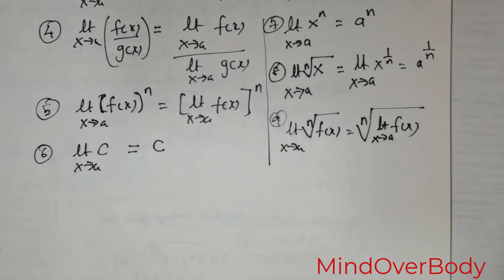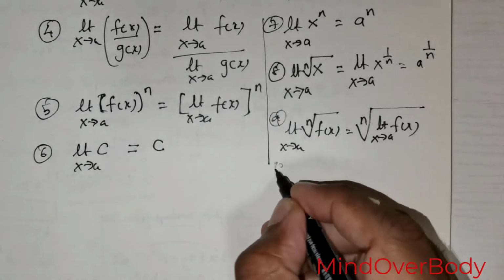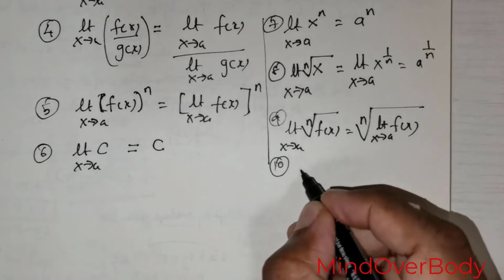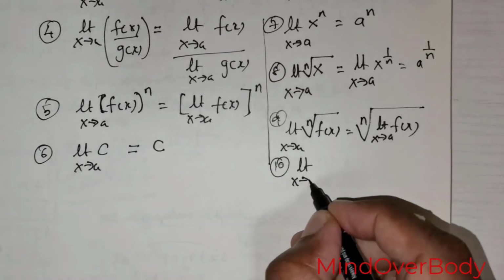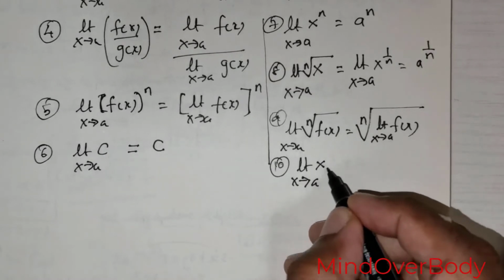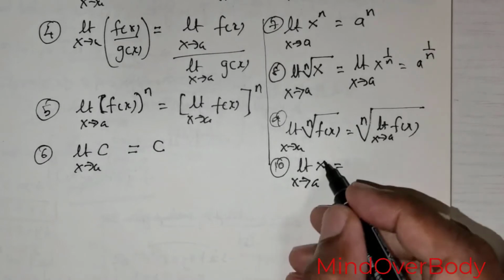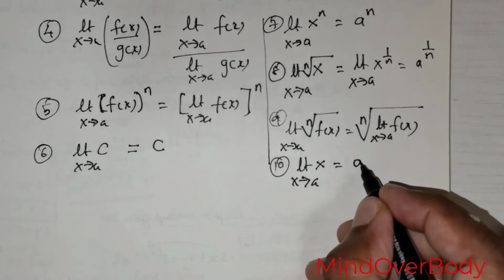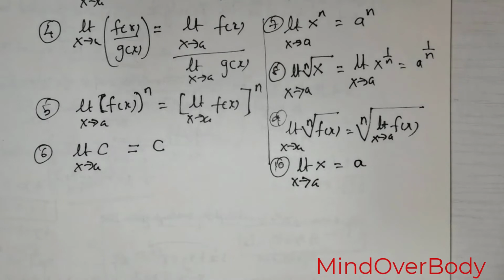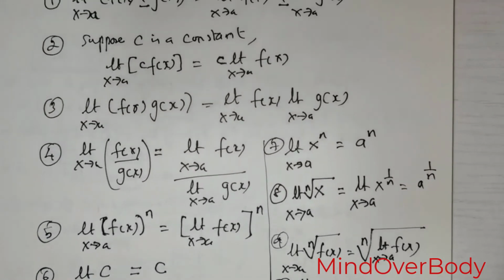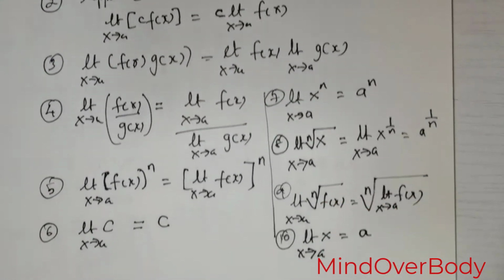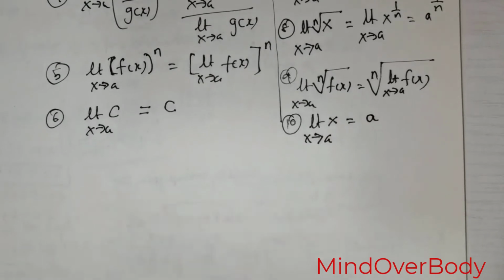Finally, just to round it up, law number 10. Suppose you have limit x tending to a of x, then you straightforwardly apply the limits, so the solution is going to be a. So we have got 10 of these laws and we will be using these 10 laws. So let's start with an example.